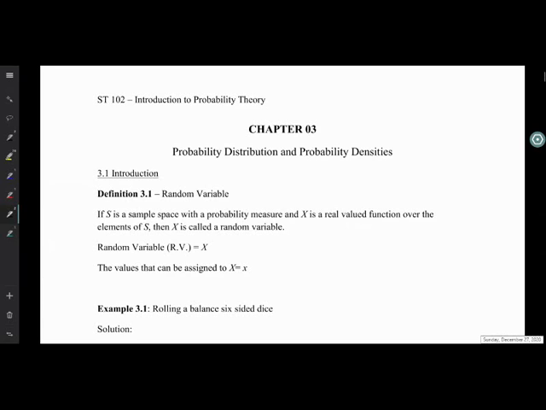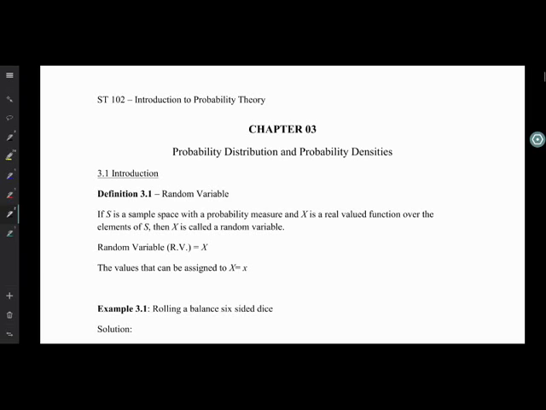Chapter 3, Probability Distributions and Probability Densities. In the second chapter, we learned about sample space, event, and how to calculate probabilities. Now let's see how to apply probability to random variables.